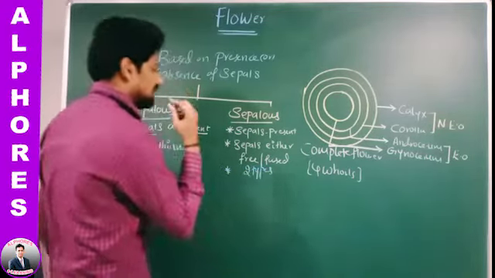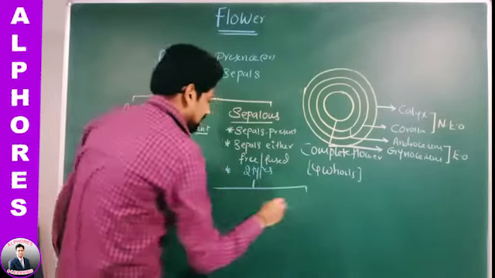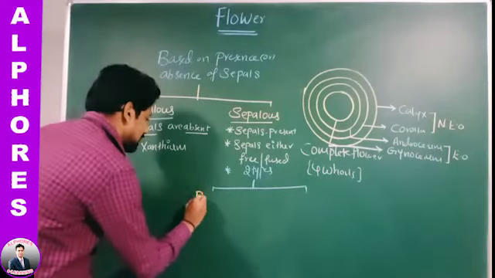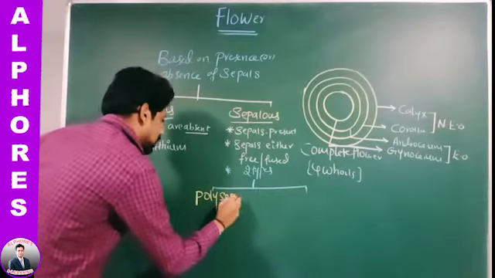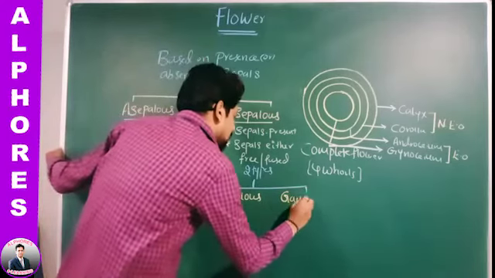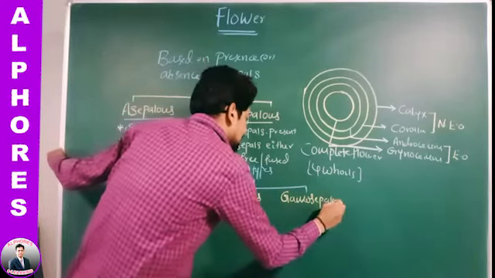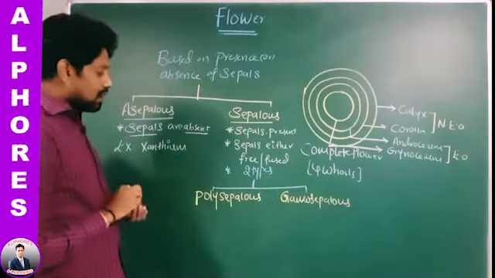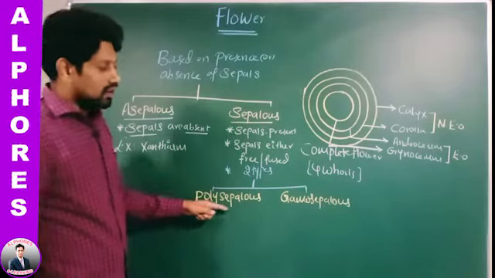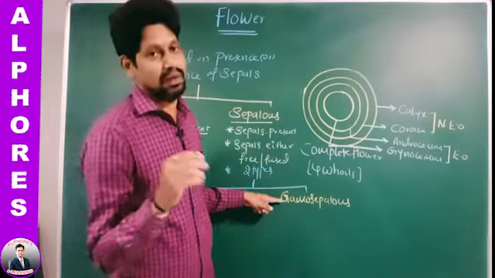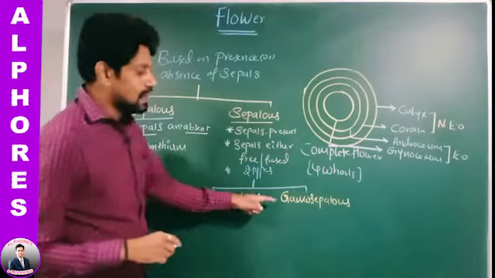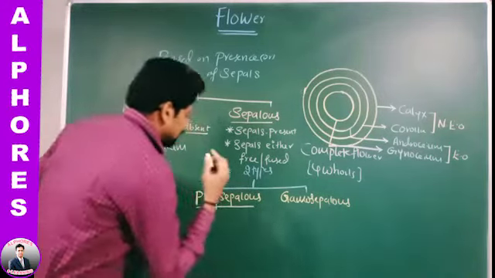Two types. The first one is polysepalous. The second one is gamosepalous. Polysepalous means sepals are free. Gamosepalous means fused sepals. If sepals are free, it is polysepalous. If sepals are fused, it is gamosepalous.